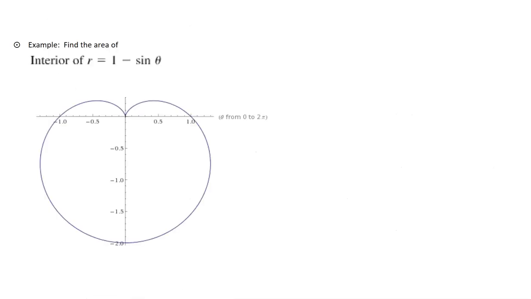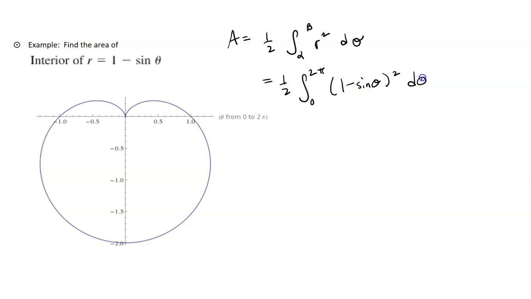For this one, we want to find the area of the interior of r equals 1 minus sine of theta. R equals 1 minus sine of theta forms this cardioid right here, and we're looking at the entire thing, so we are going to be looking from 0 to 2 pi. So the area, which is 1/2 times the integral from alpha to beta of r squared d theta, is going to be 1/2 times the integral from 0 to 2 pi of 1 minus sine of theta squared d theta.